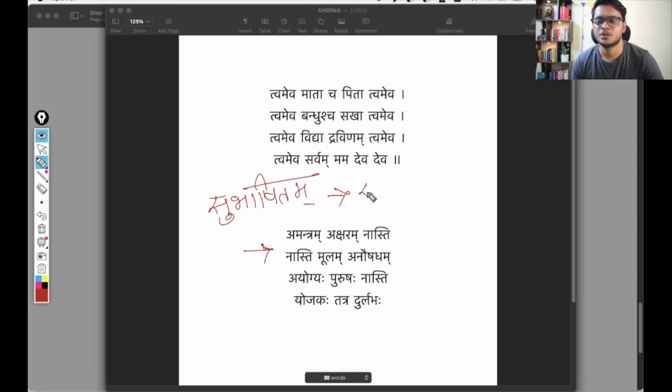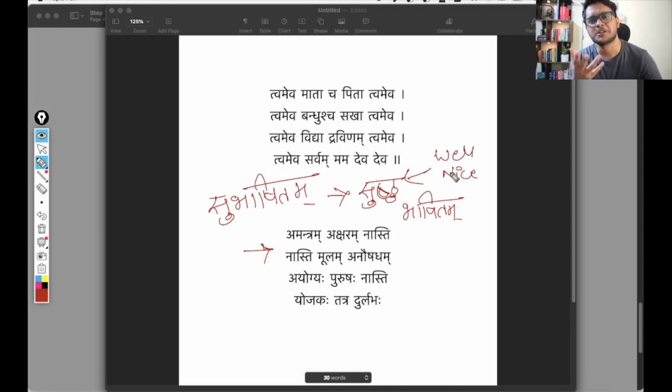Subhashitam simply means Sushtu Bhashitam. It is again a combination word. Sushtu, this again is an indeclinable, and it means something like well or nice. So when you say, well said, well said. Sushtu means well or nice, and bhashit means something that is said. So something that is well said, that is Subhashitam.